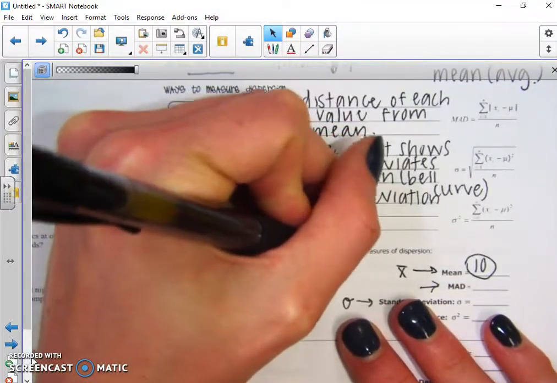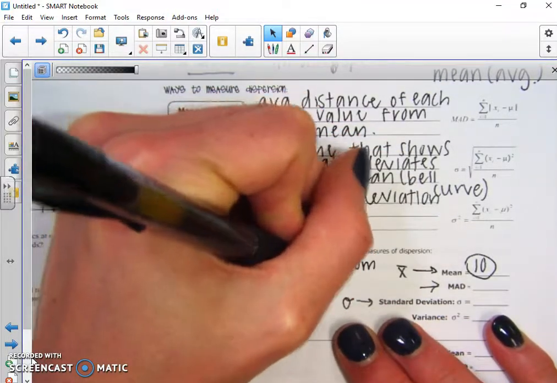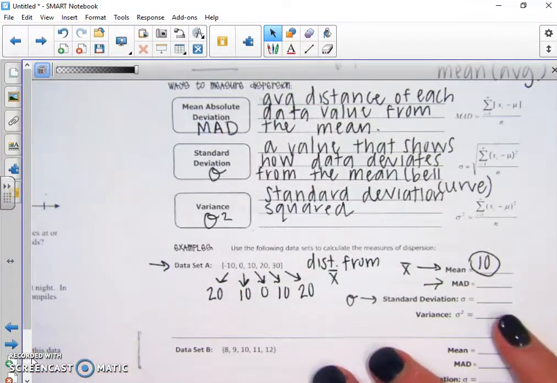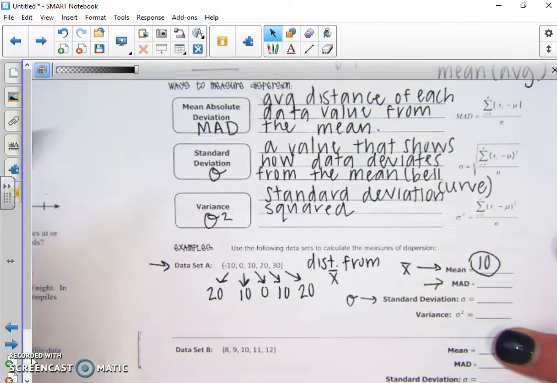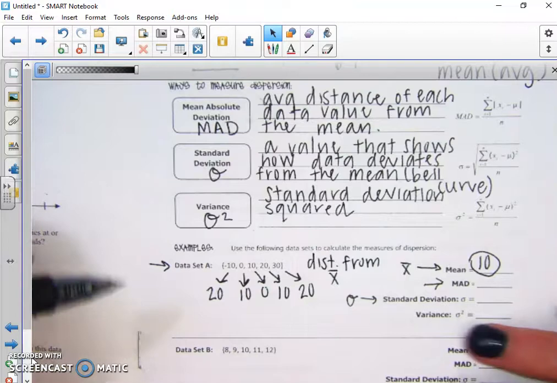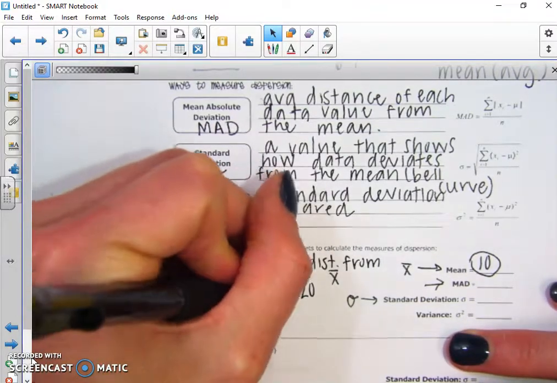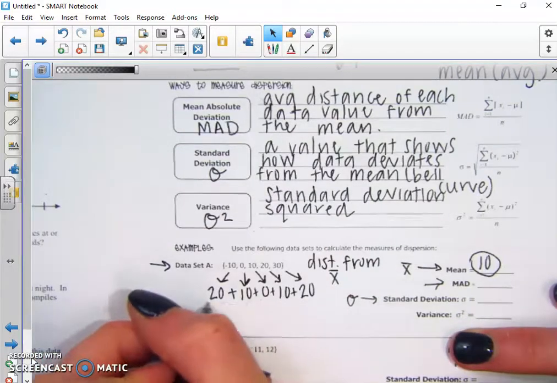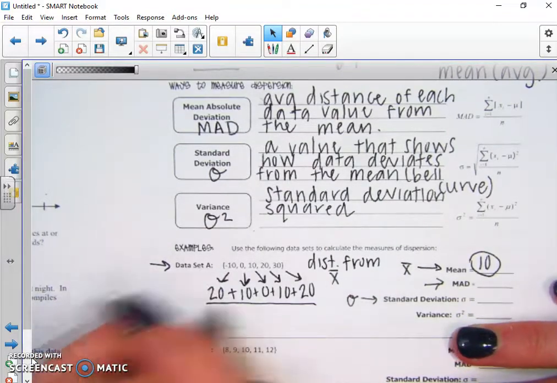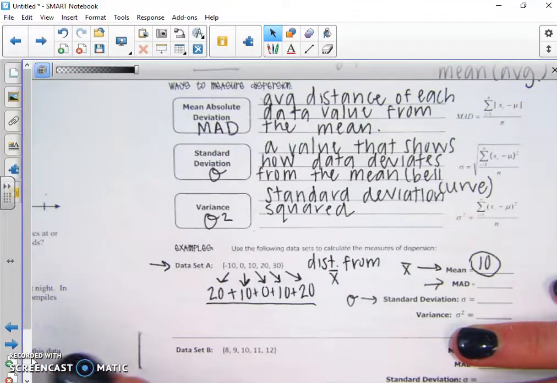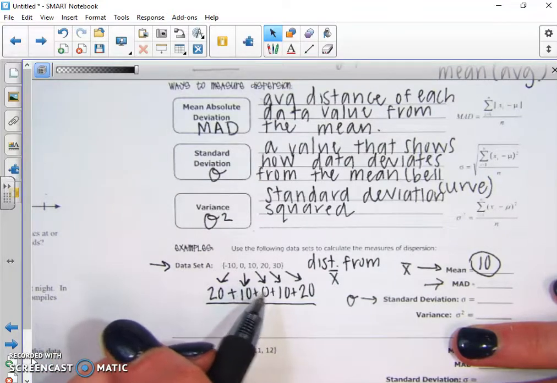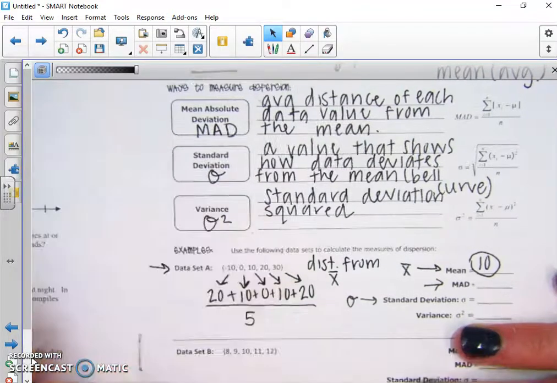Distance from the mean, or x bar, okay? And the mean absolute deviation, it's the average distance of each value from the mean. So we're going to add all these values up, and we're going to take the average of them. So I find the sum, and then I divide it by the number of values. 1, 2, 3, 4, 5. So I'll divide that by 5.